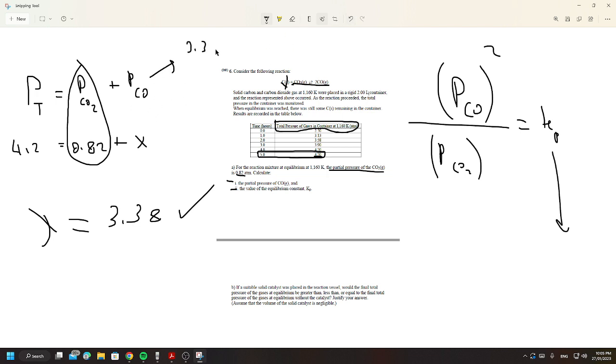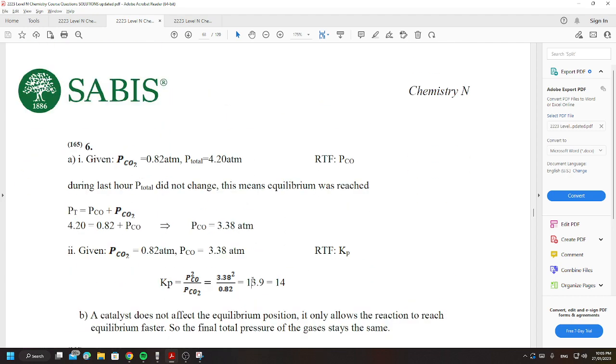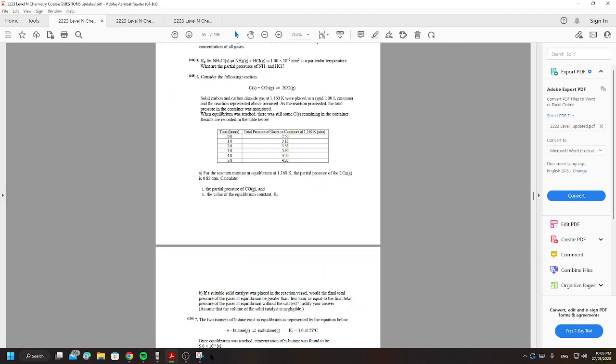It's 3.38, right? So 3.38 squared over P of CO2, which is 0.82, and we got our Kp to be 13.9. I'm just going to round it to 14. Let's see what they did. 13.9, 14. Easy. No, there's another part to this.